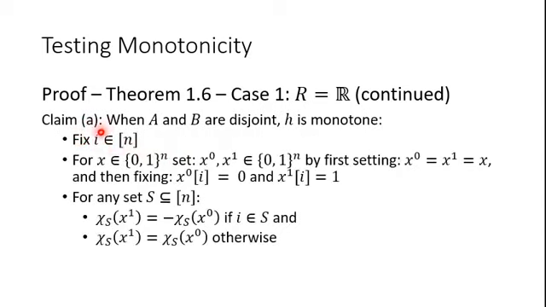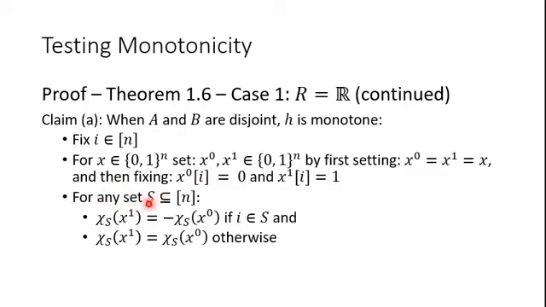So we will now prove claim A: when A and B are disjoint, H is monotone. To accomplish this, we'll fix i, some index in 1 through n. For x in {0,1}^n, we'll define two different strings, x0 and x1, also from {0,1}^n, very simply by first taking them to be x, and then looking at the ith bit in each one, setting the ith bit to be 0 for x0, and setting the ith bit to be 1 for x1.